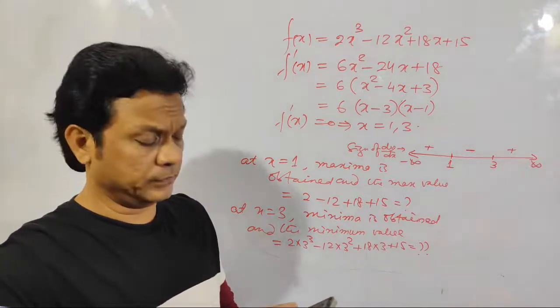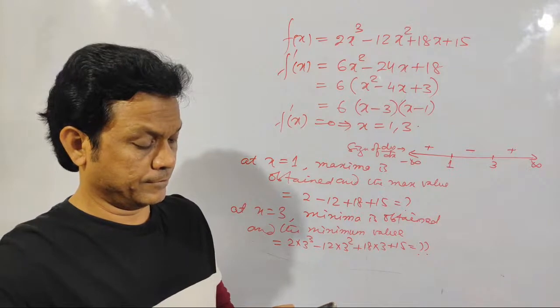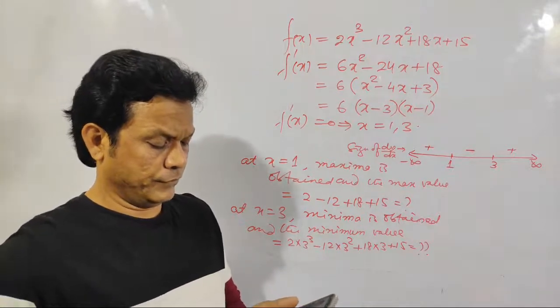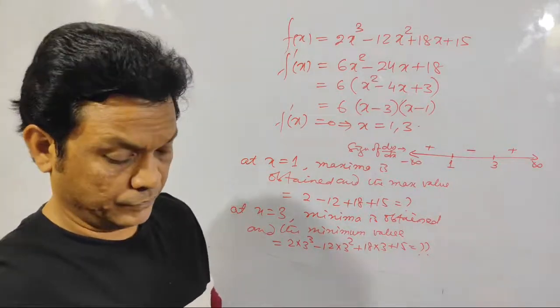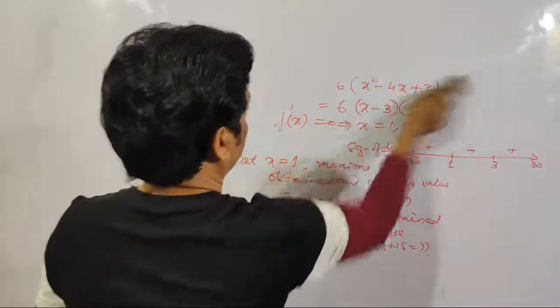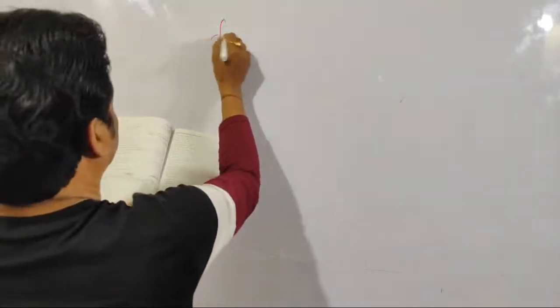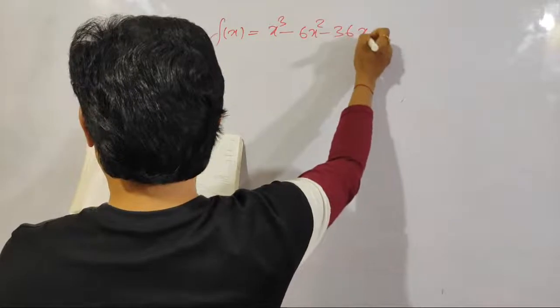Is there any doubt in this problem? You see here, another question. X cube minus 6x square minus 36x plus 2.